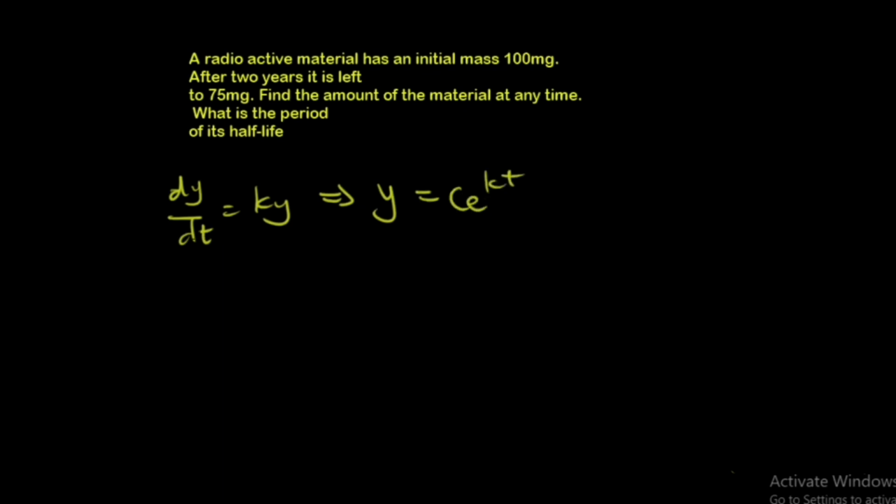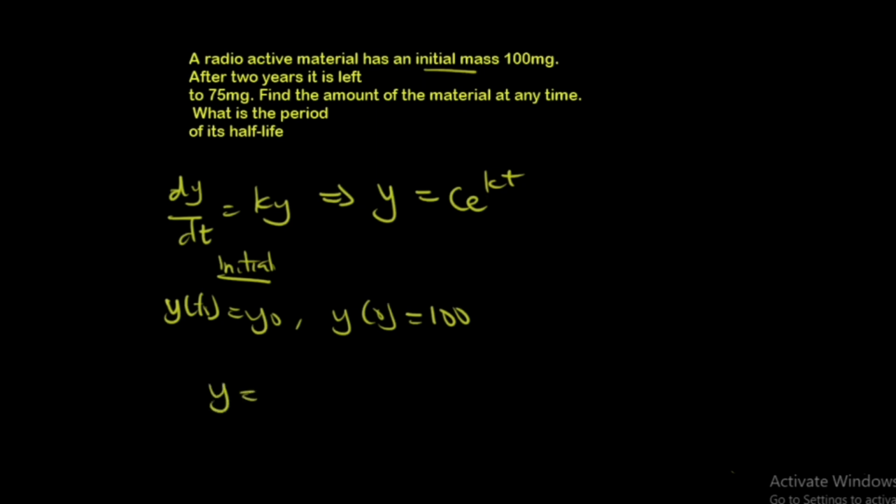So then we know that for the initial condition, we always have y at time zero equal to y naught, where the initial condition given was that the initial mass was 100. So we have our initial mass, and therefore we can find our c. In this case, we have y equal to c e^(kt).